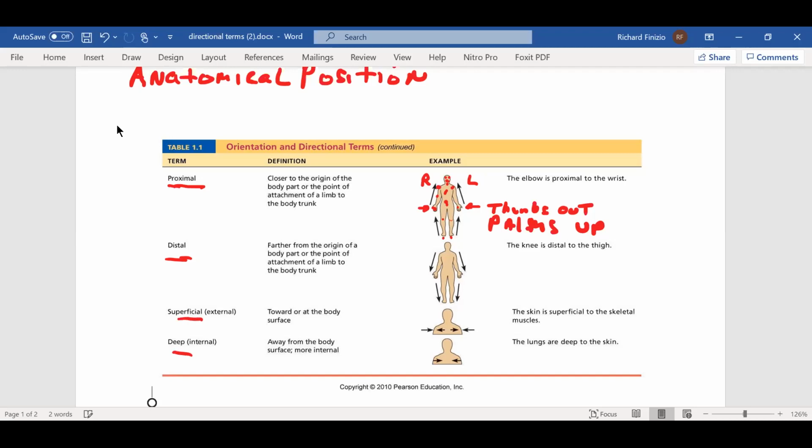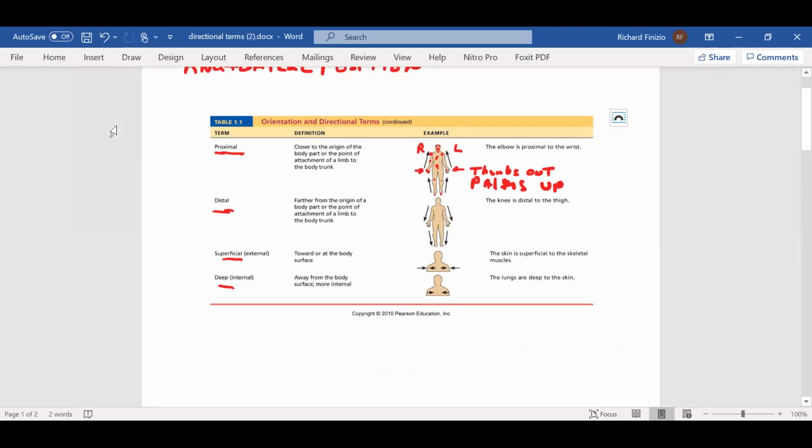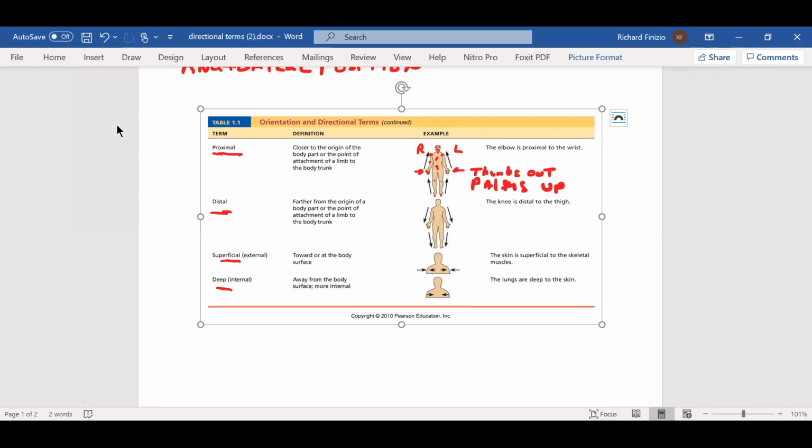Okay? So superficial versus deep. Superficial is more external, like the skin, the integument is external or superficial to the muscles. And the hypodermis is deep to the epidermis. Or the heart is deep to the sternum. And you could say the sternum is superficial to the heart. So it doesn't have to be the complete outside. It depends on what you're looking at.